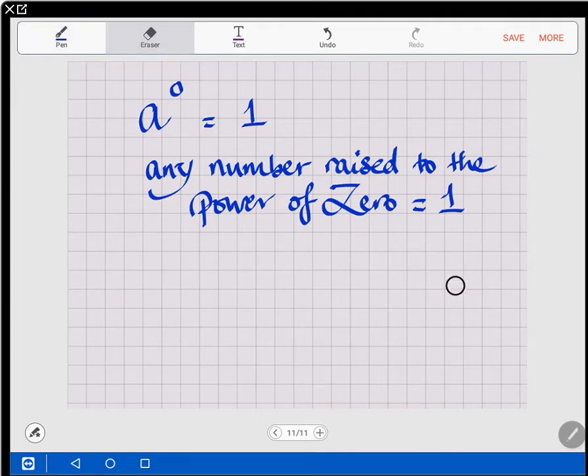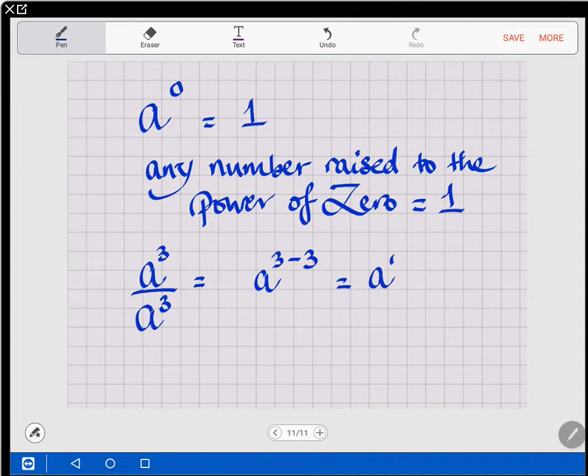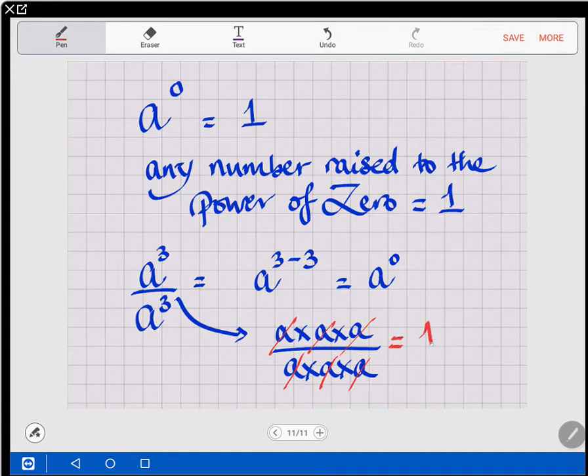Comment on even 1? Get sa réponse. Si je fais a to the power of 3 divided by a to the power of 3, d'après le deuxième principe, nous faisons a to the power of 3 minus 3, équivalent a to the power of 0. Now, si nous expandons ça, a times a times a, divided by a times a times a, il peut équivalent 1. A to the power of 0 is equivalent to 1. Rappelez ça bien. Très important.